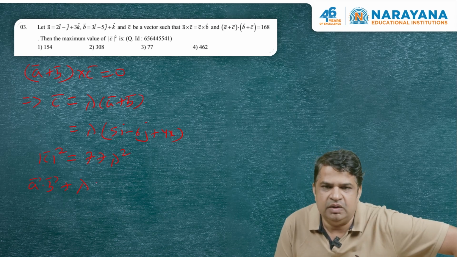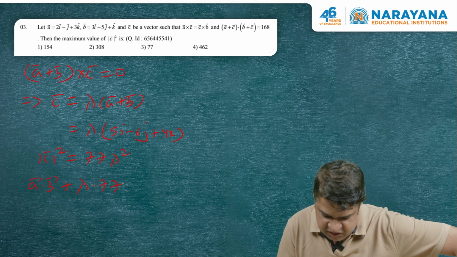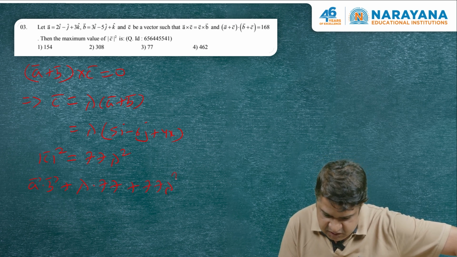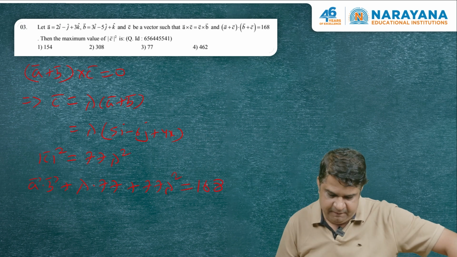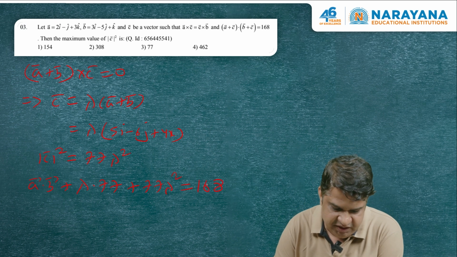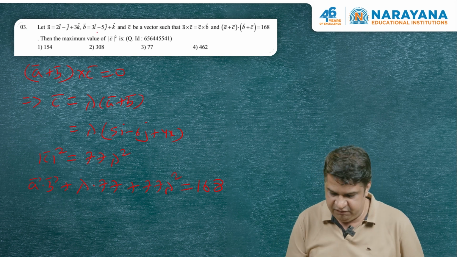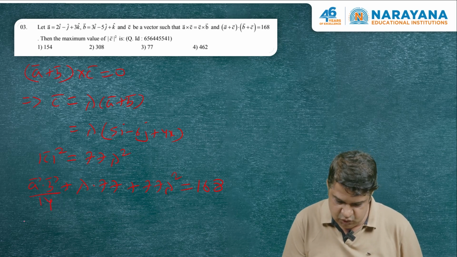So, c dot (a plus b) and c itself is lambda times (a plus b). So, it is lambda times mod (a plus b) whole square, that is lambda times 77, plus mod c square, that is 77 lambda square, which is equal to 168. Now, what is a dot b? 6 plus 5 is 11, 11 plus 3 is 14. So, this a dot b is equal to 14.